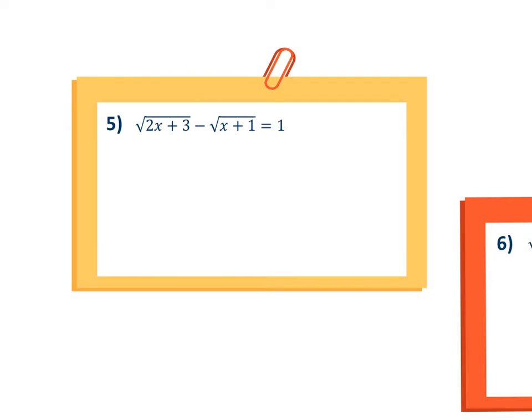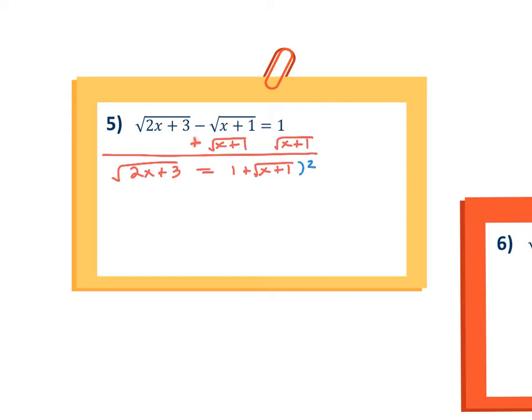So again, remember step number 1 is to isolate the radical. Now I actually have 2 radicals here, but again, I always like to try to keep the radicals positive, so I'm going to add this one. So the one I'm working on isolating is the 2x plus 3. So 2x plus 3 is equal to 1 plus x plus 1 under the radical. Next step, square both sides.